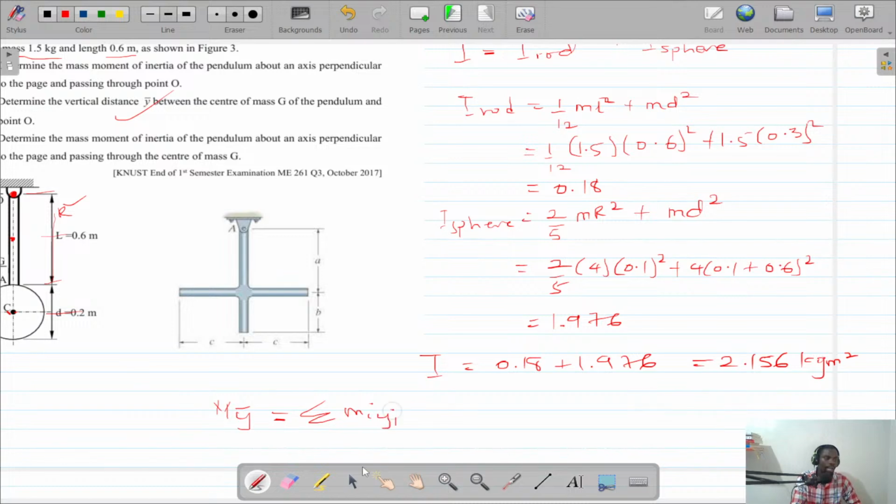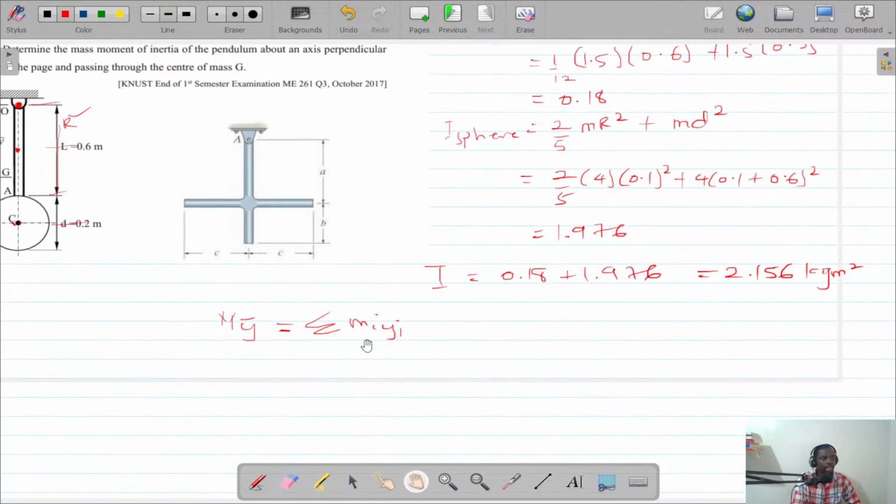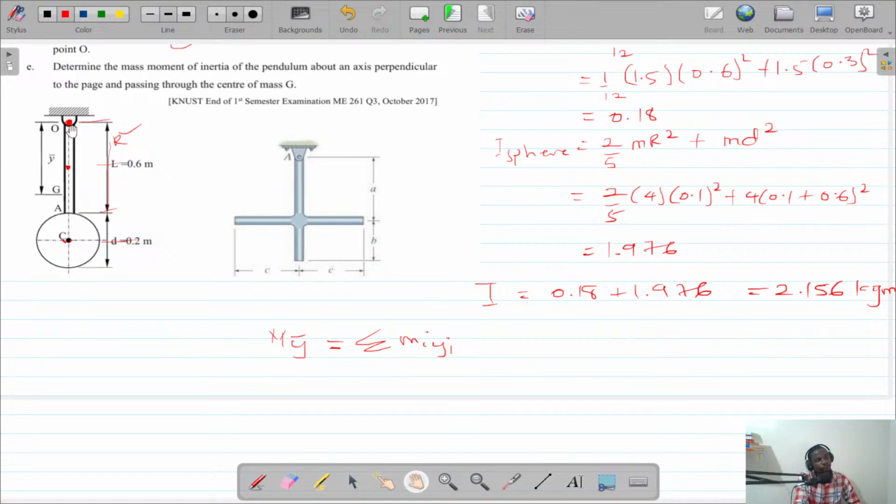So we are looking for the center of the whole object from the O. So we are standing at O. What you're going to do is pick the first mass, multiply by the distance from its center to O. Then you pick the second mass, multiply the mass by the length from its center to O. Then we add the two and divide by the total mass, and that will give us the center of the whole assembly from O.